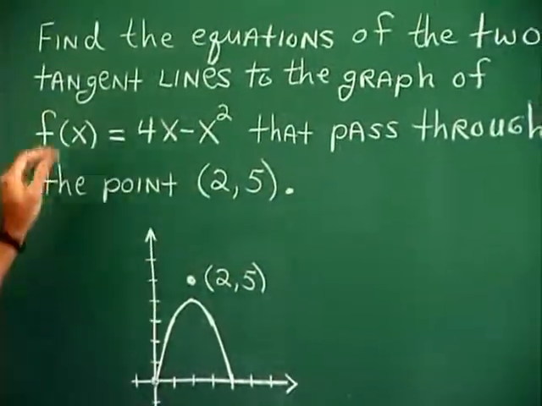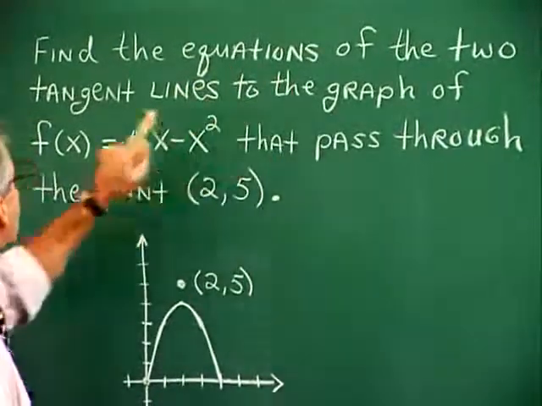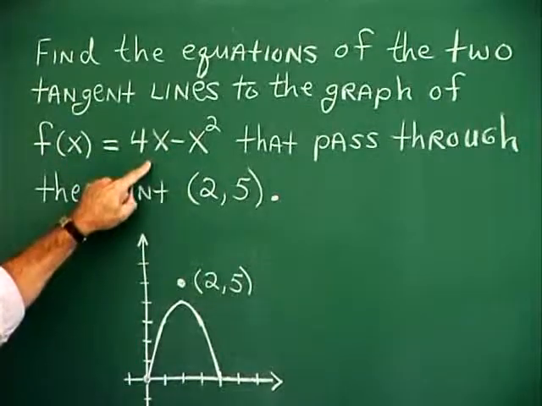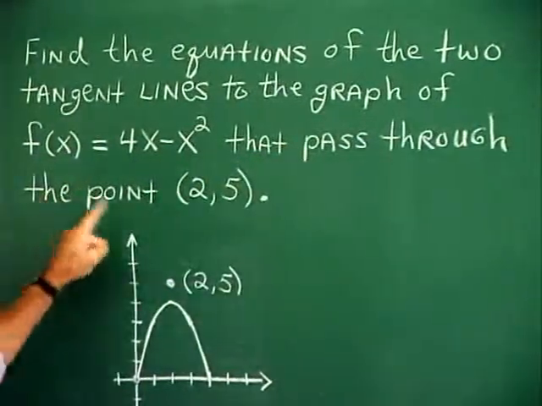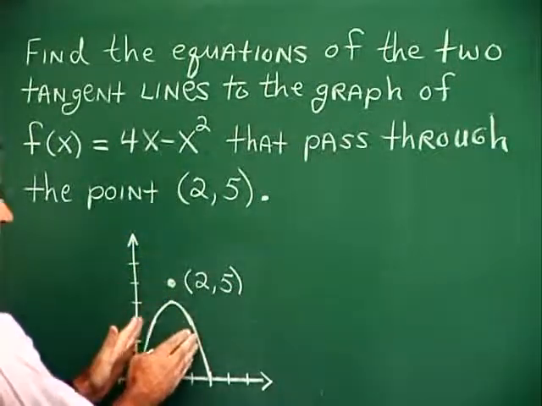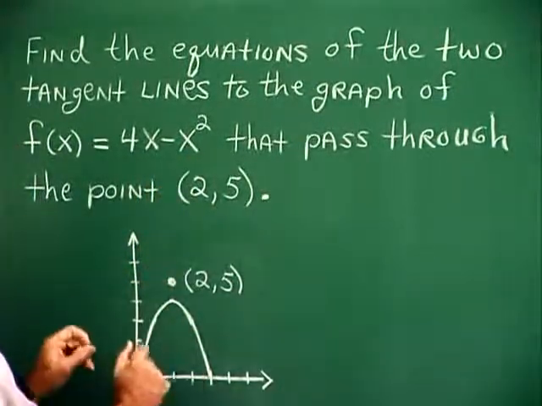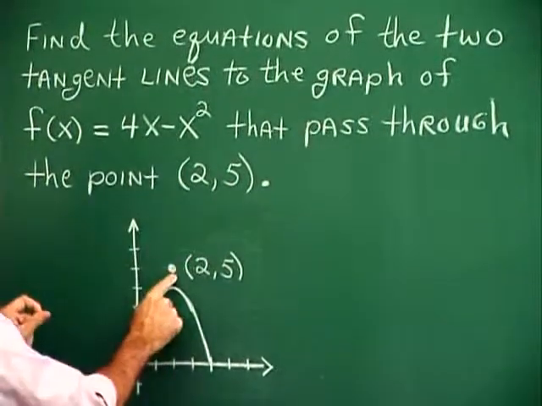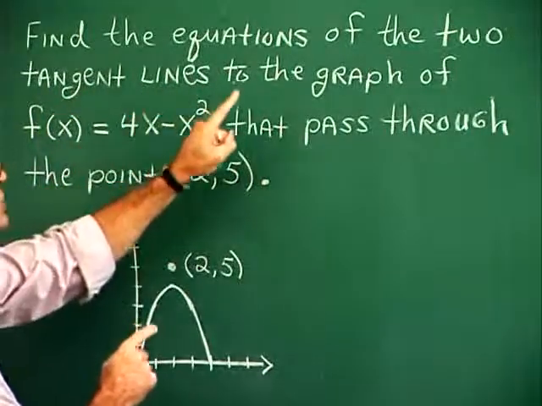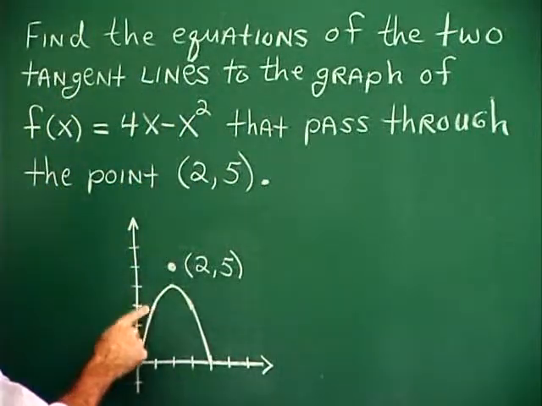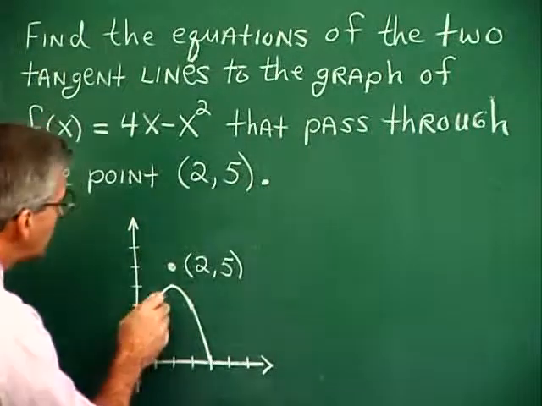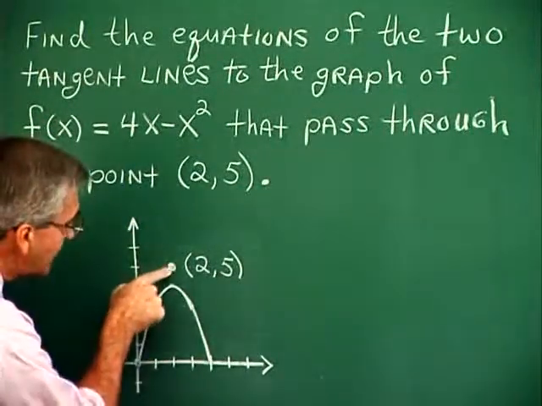Suppose we want to find the equations of the two tangent lines to the graph of this function that pass through the point 2,5. Now let's just understand the problem. All right, so we have the graph of this function. Here it is. And here's the point 2,5. Now think about the two tangent lines to the graph that pass through that point. So we want lines that are tangent to the graph but go through that point.